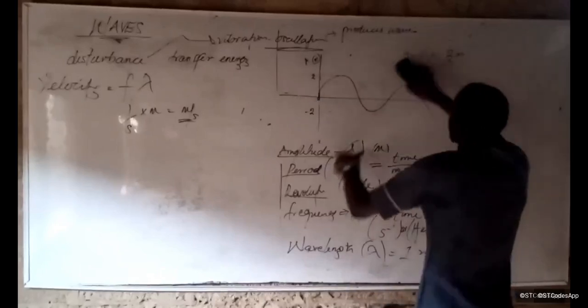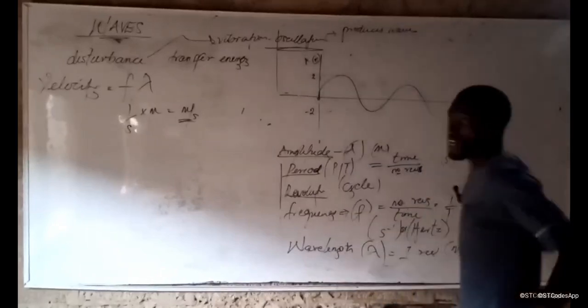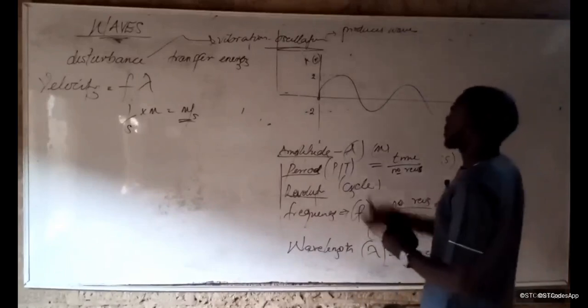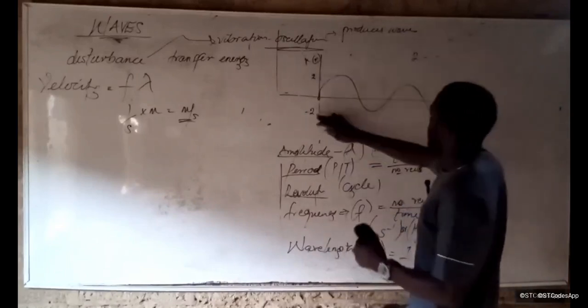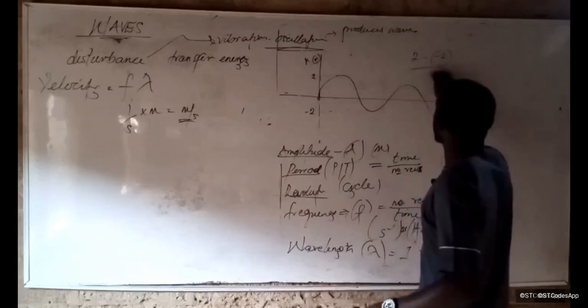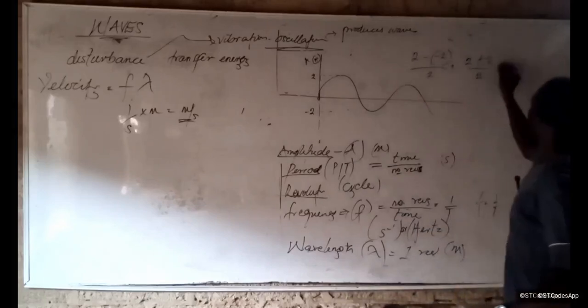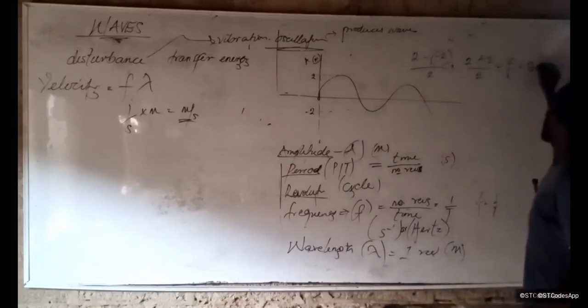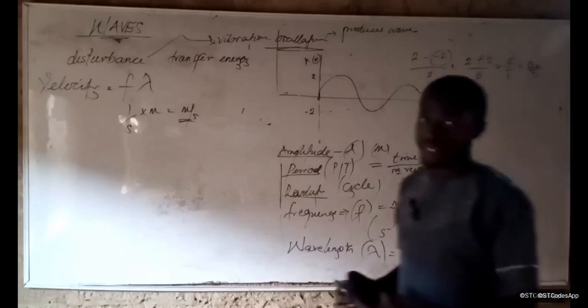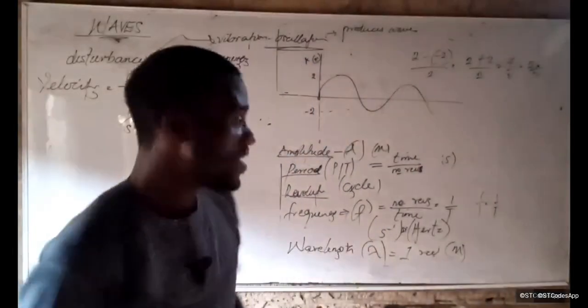Another way to go about it is this. Take the difference between this point and this point and divide by 2. So that is this point, 2, minus this point, which is -2, all over 2. What would that give you? 2 minus minus 2 gives plus, so 4 over 2, which is what? 2 meters. So amplitude is 2. Now that is very simple. Let's go to another one.